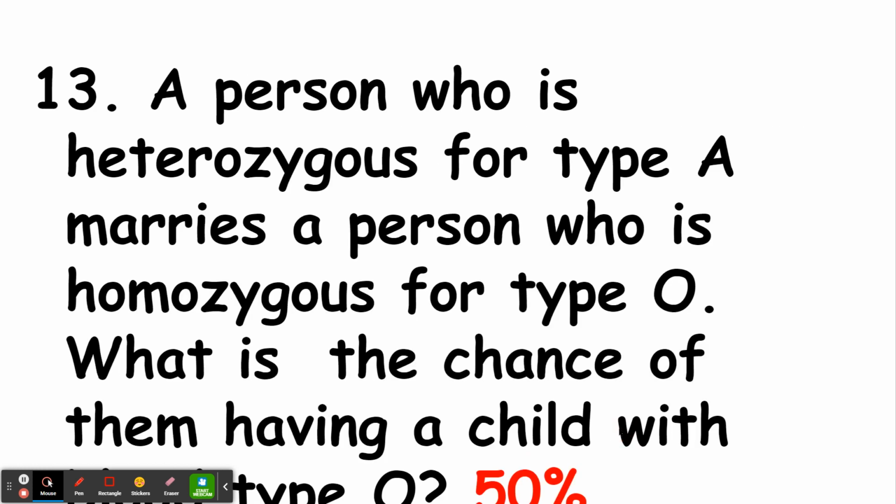A person who is heterozygous for type A marries a person who is homozygous for type O. What's the chance of them having a child with type O? 50%, because you've got AO, OO, and eventually there's OO in the box.